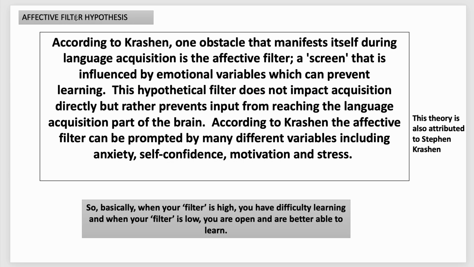Here we have what's called the affective filter hypothesis. Also, Stephen Krashen. According to Krashen, one obstacle that manifests itself during language acquisition is the affective filter, a screen that is influenced by emotional variables which can prevent learning. This hypothetical filter does not impact acquisition directly, but rather prevents input from reaching the language acquisition part of the brain. According to Krashen, the affective filter can be prompted by many different variables, including anxiety, self-confidence, motivation, and stress.